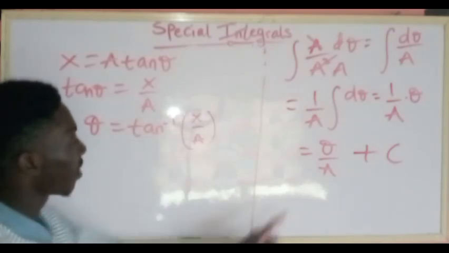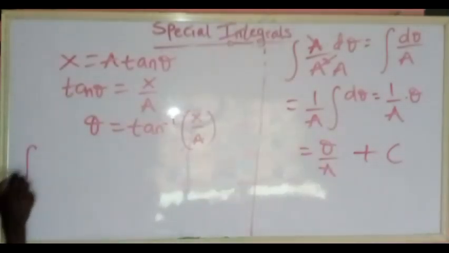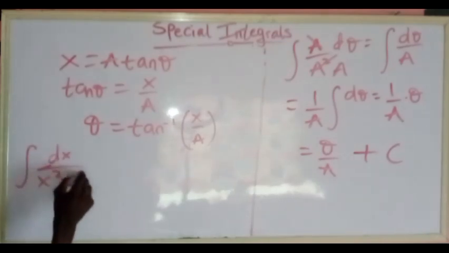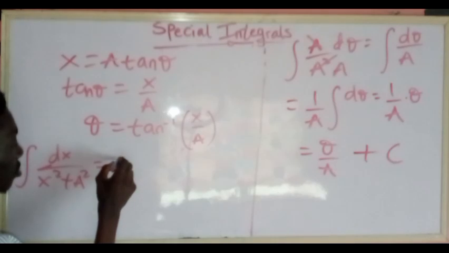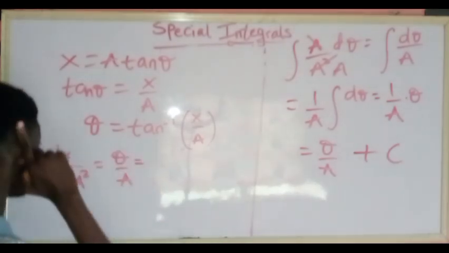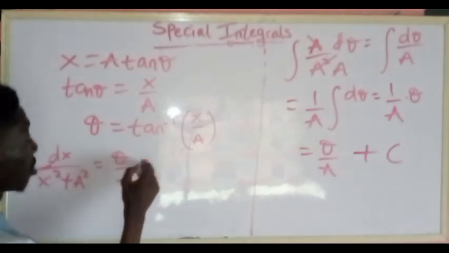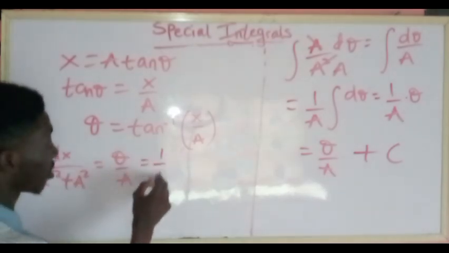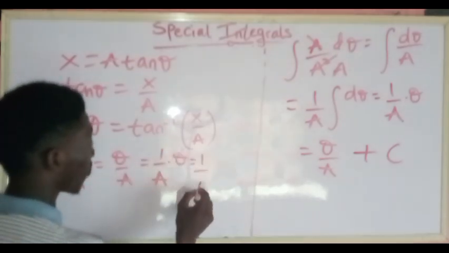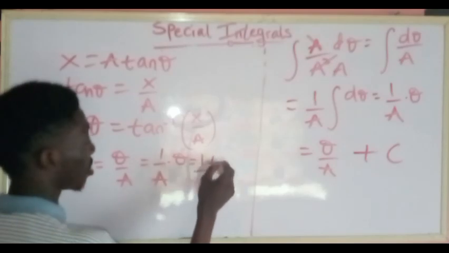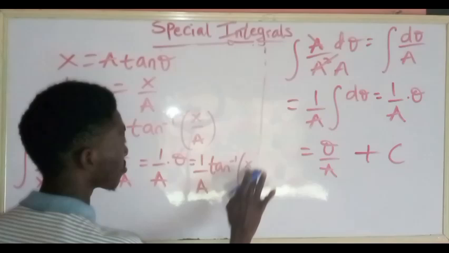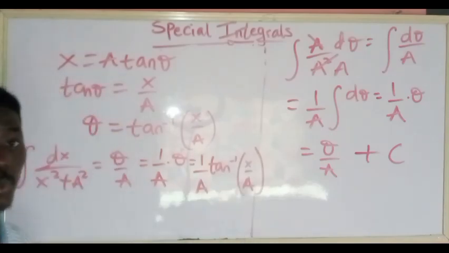And that leads me to this, that my final answer of the integral of dx over x squared plus a squared is equal to theta over a, and that is equal to 1 over a times theta, which is equal to 1 over a. What is that theta? Theta is tan inverse of x over a. You can see we are done with the proof.